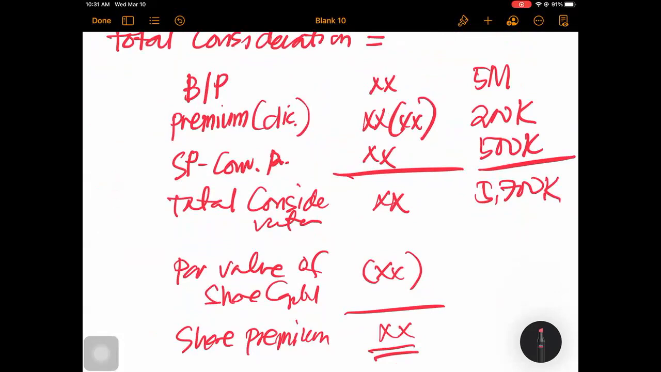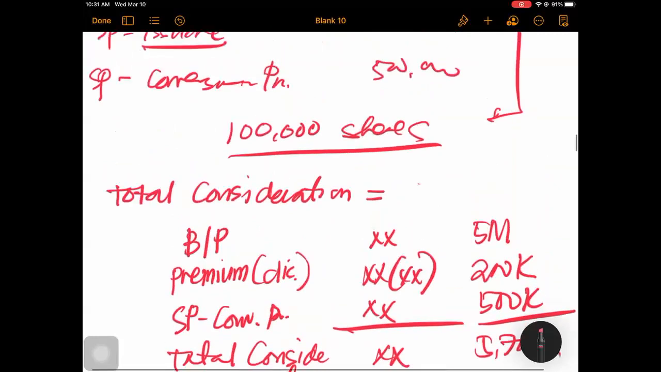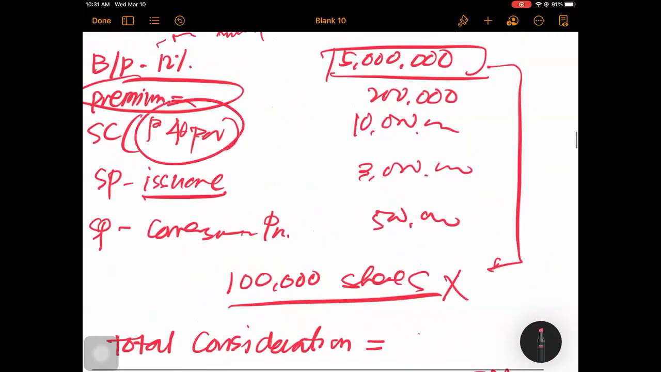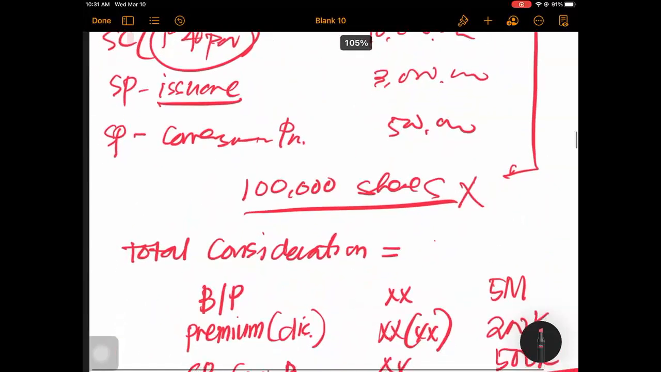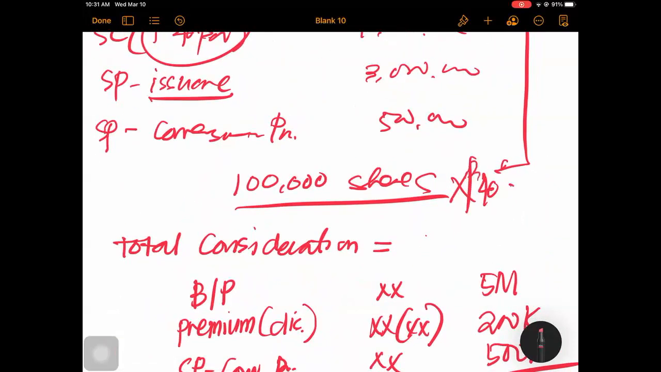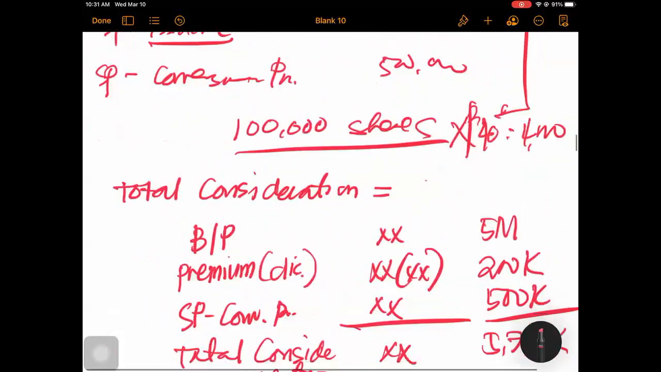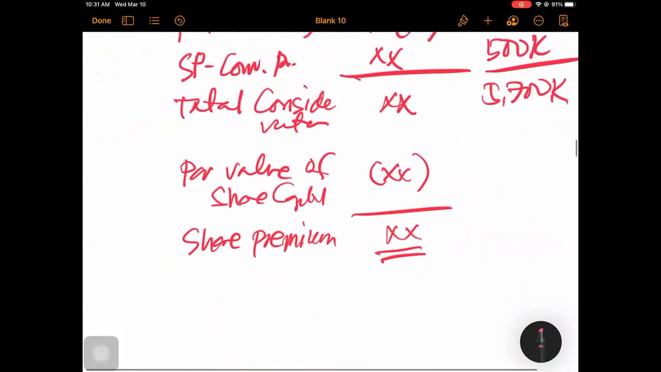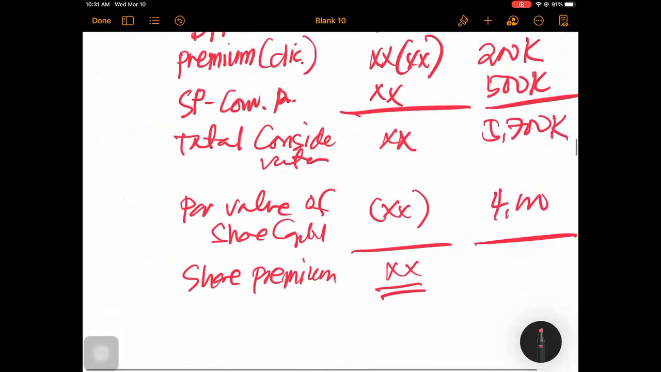Since na-convert ang tanan, that's 100,000 shares, di ba, the maximum, times the par value of 40 pesos. So 100,000 shares times 40 pesos equals 4 million. Therefore, you have a par value of 4 million. So ang ibilin sa imong share premium is 1,700,000.